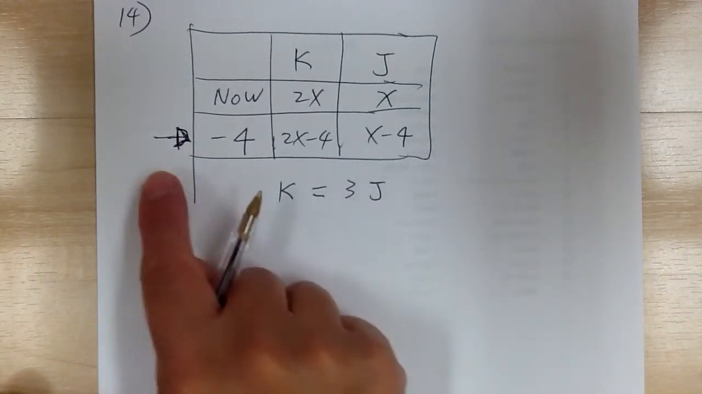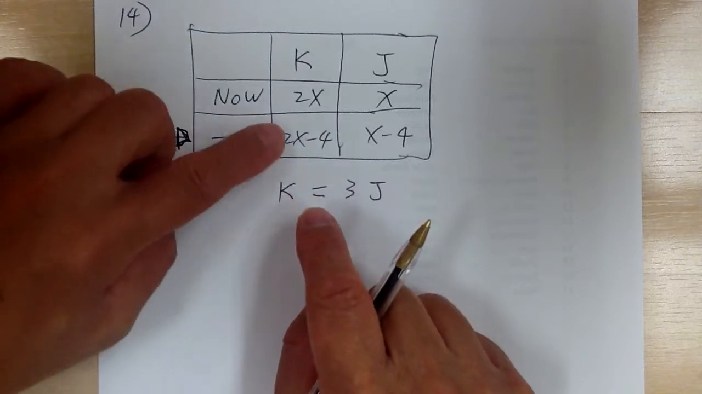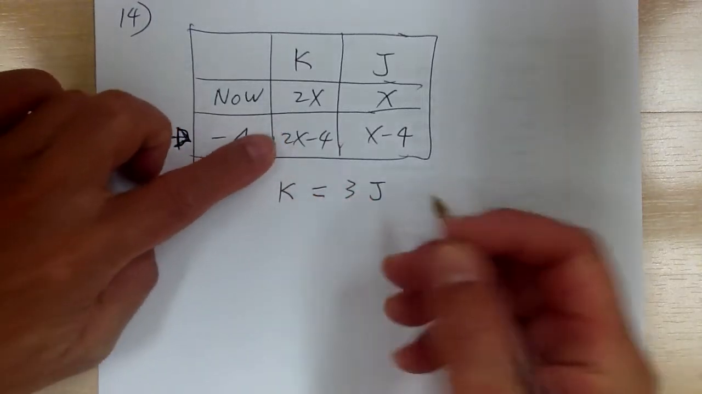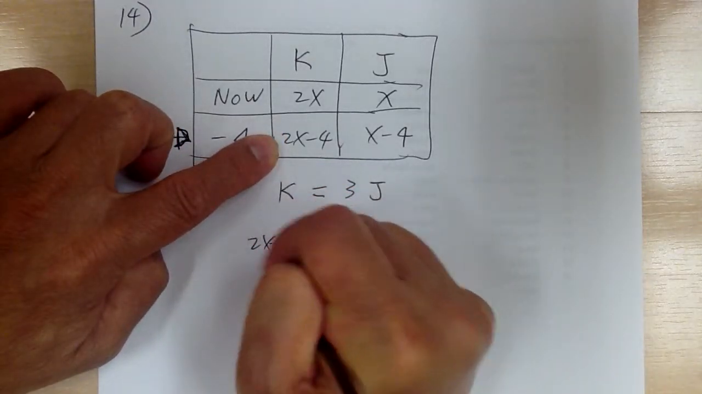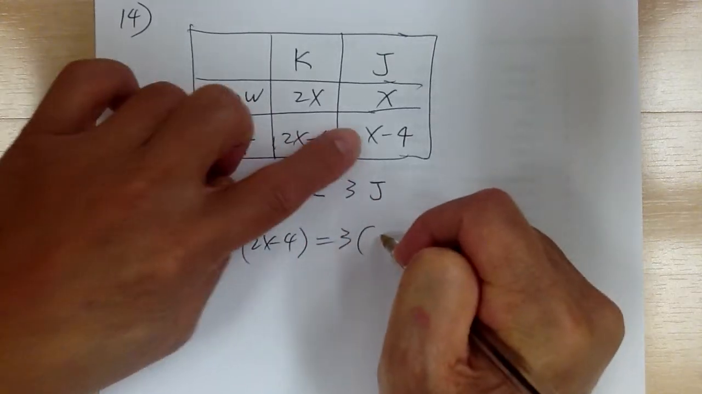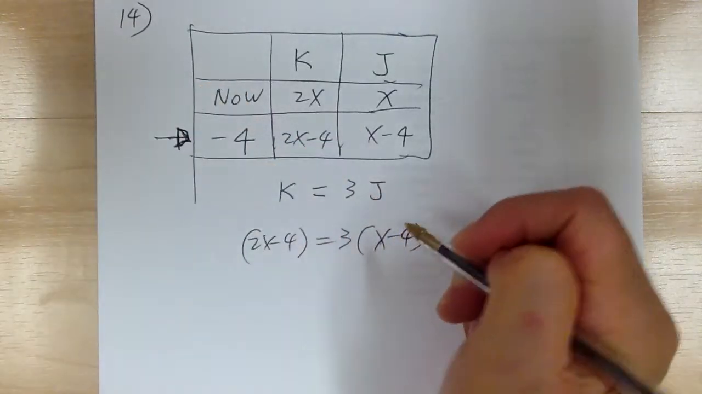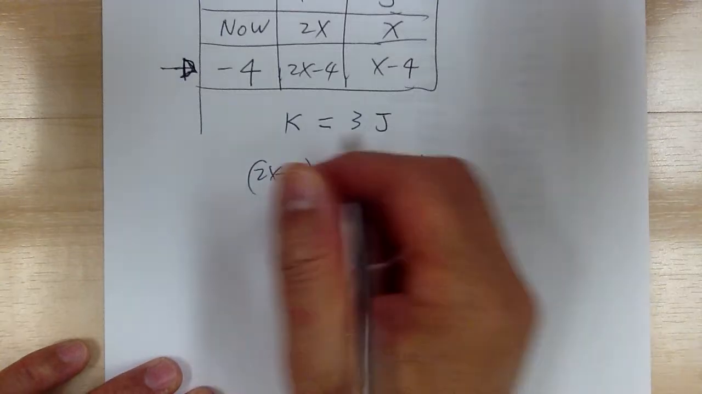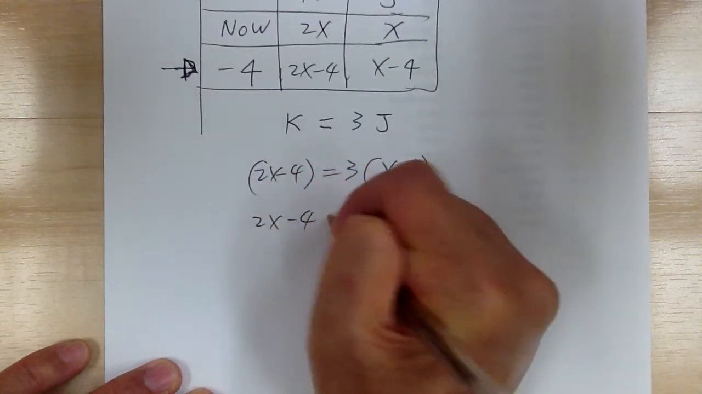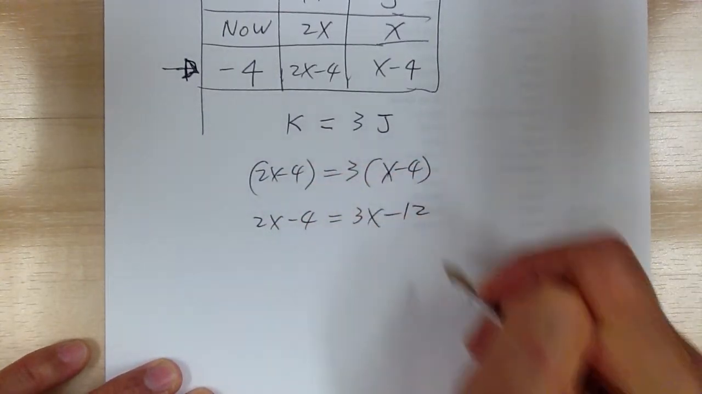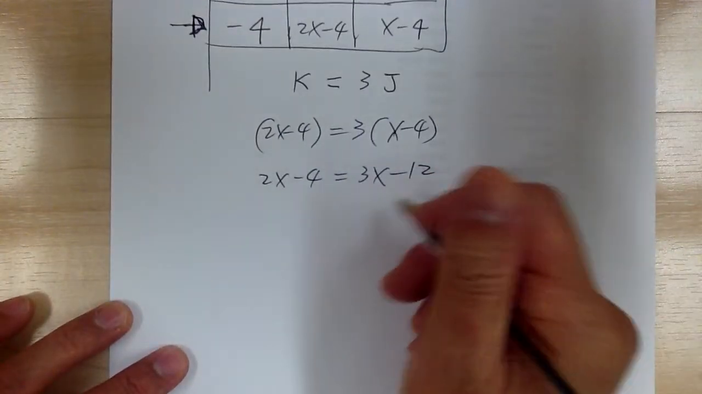Now when you substitute, because it's talking about a goal, you have to substitute these. So you're going to get 2x minus 4 equal to 3 times x minus 4. Go and multiply out to get rid of parentheses. So you got 2x minus 4 equal to 3x minus 12.